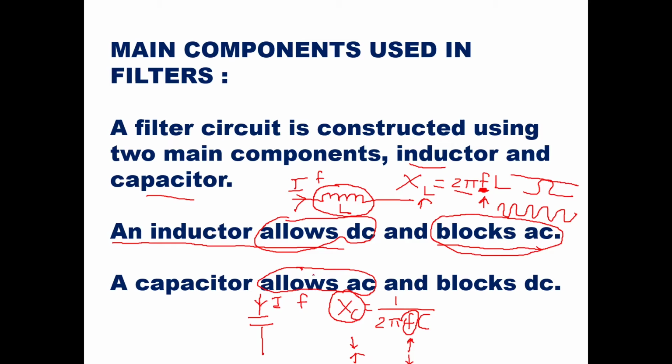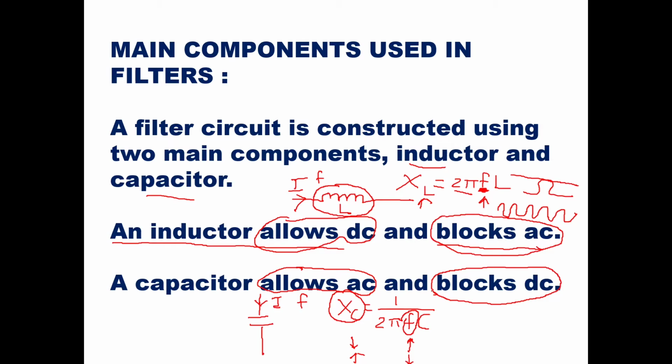Similarly, for DC, the frequency will be very low, almost like zero. If it is very low, that means the reactance, which is inversely proportional to it, will be very high, and therefore the DC quantity will be blocked by the capacitor.